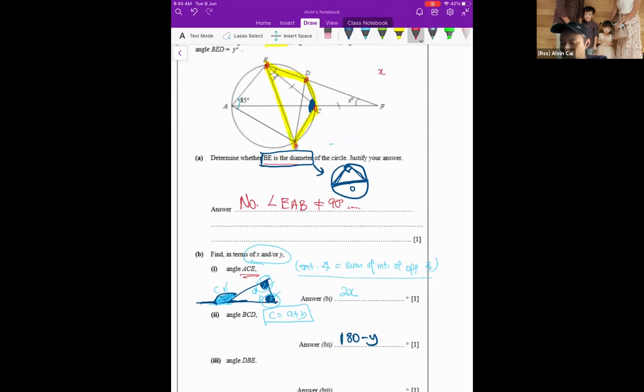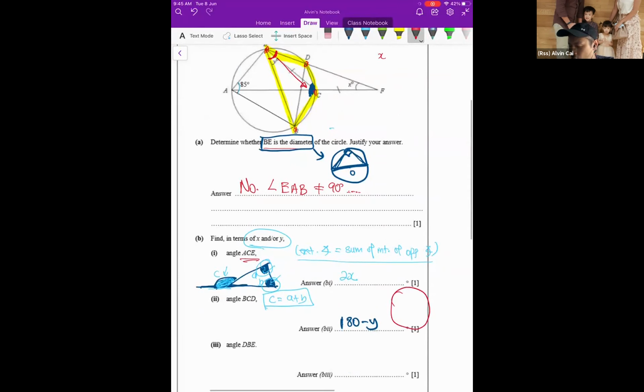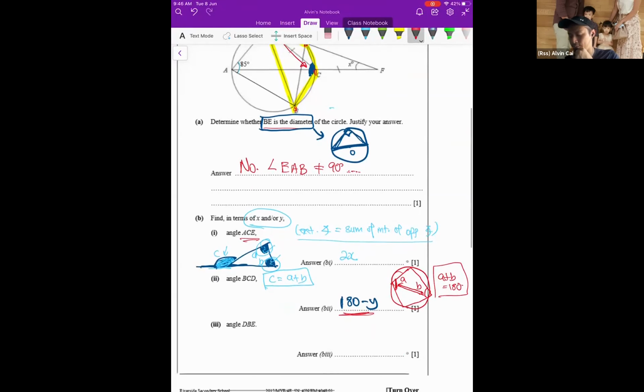Okay, let me continue this part. So this is the property. How do we find this? This is the property of angles in opposite segments. Anything that's opposite here, A plus B equals 180. So this is the property we are using here. Since y is opposite here, I just need to find 180 minus y for the answer.